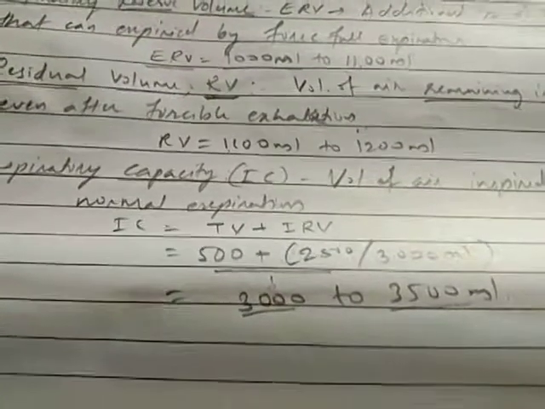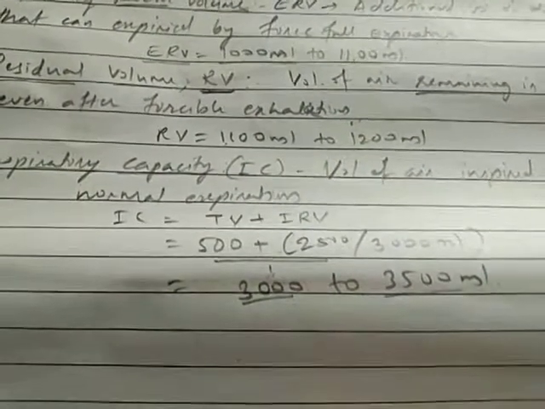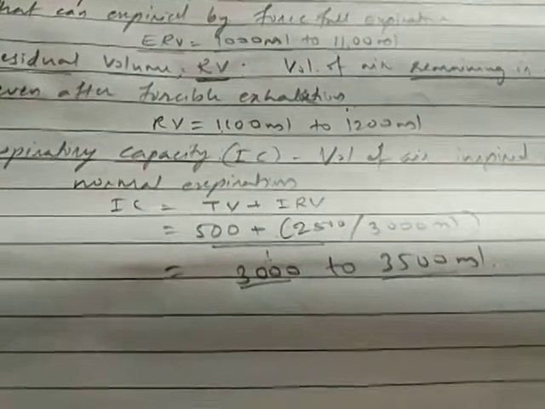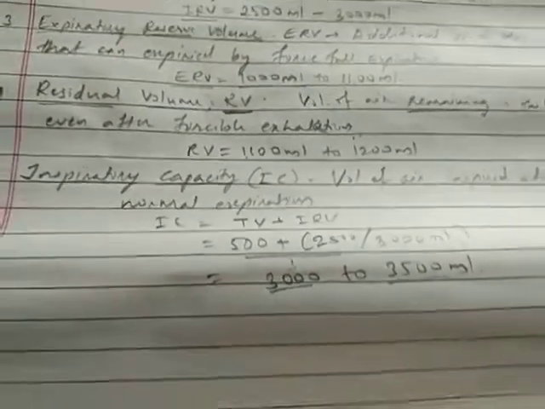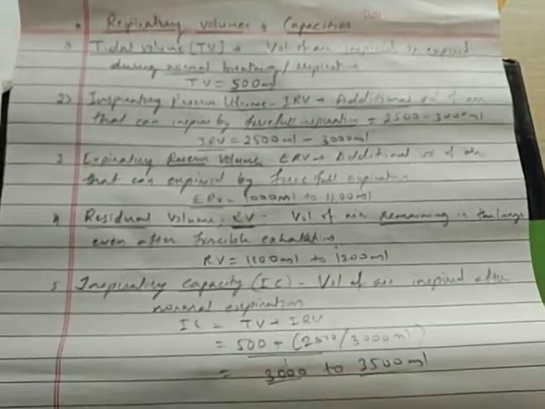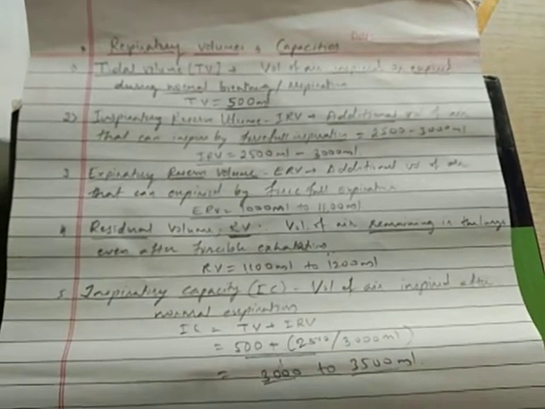Next, we will see expiratory capacity, functional residual capacity, vital capacity, and total lung capacity in the next video. You can observe here once again. So this is what the respiratory volumes and capacities.